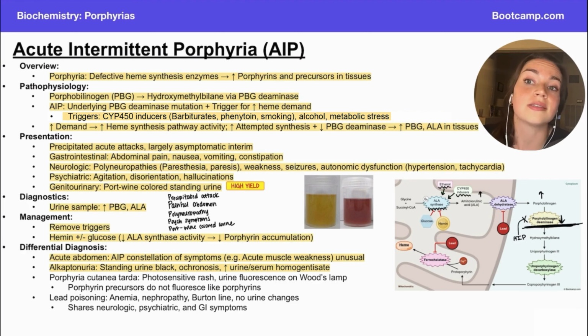Next on your differential is the other high-yield porphyria that we'll be talking about in the next video, porphyria cutanea tarda. It's easy to mix up AIP and PCT. They're both porphyrias, and they're both precipitated by triggers, but the actual clinical presentations of these two things are not super similar. PCT presents with a photosensitive rash. PCT also has stuff to remember about the urine, but the stuff to remember is that the urine will fluoresce on Wood's lamp.